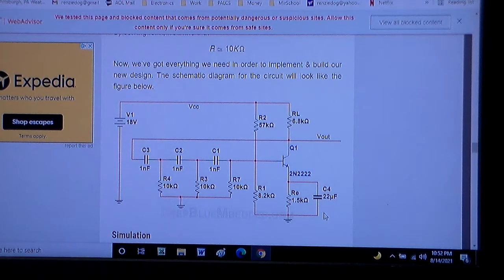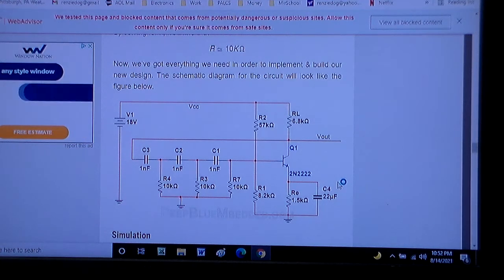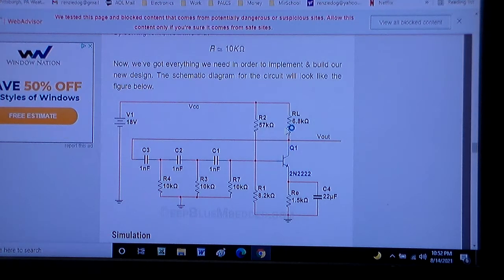Such a big capacitor there, but anyhow, I put it in there as well. 22 microfarad. My computer, as you can see, is starting to think again. And then up here would be the collector resistor right here, and that would set the collector voltage on here.